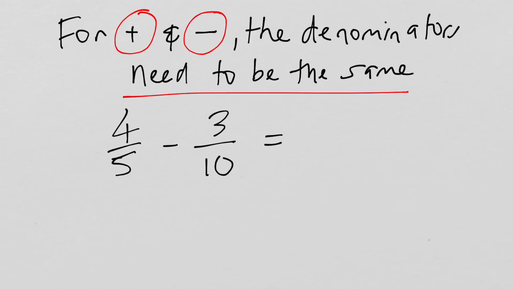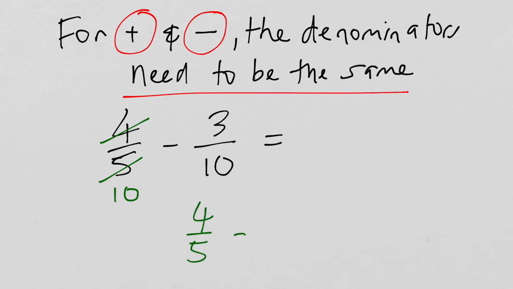Okay, so here I've got 4/5 minus 3/10. First question, first rule of thumb, can I change the smaller one into the bigger one? Yes, in this case I can. I can change that 5 into a 10 by multiplying by 2, 5 times 2. But what do I have to do to the top? Well, I have to also multiply that by 2. Whatever I do to the bottom, I got to do to the top, remember?